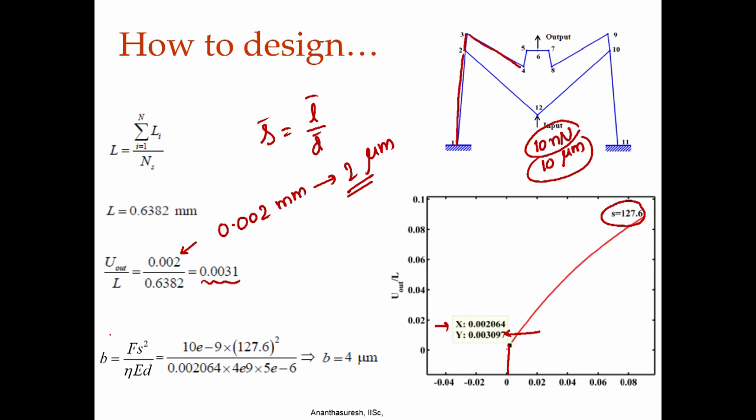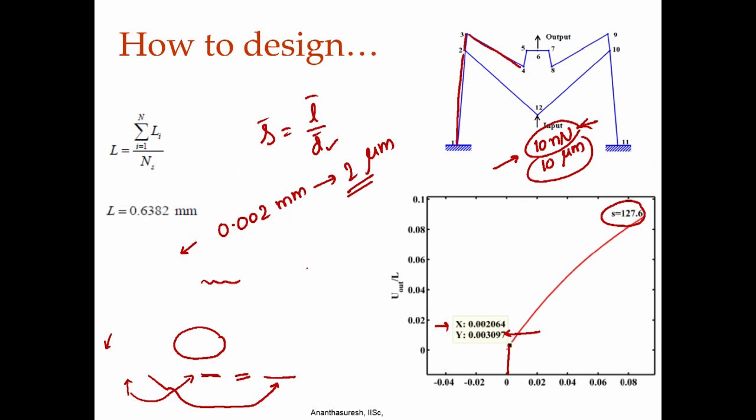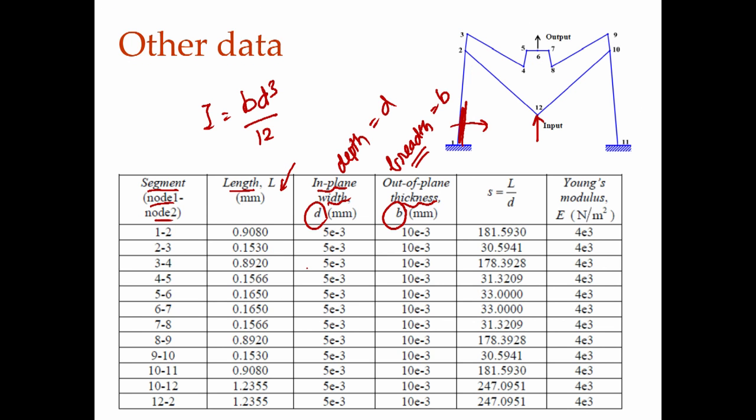But breadth, which is the out of plane thickness here, can be obtained because now we measured eta to be 0.002064, it does not matter so many decimal places, but 0.002. And F is, in this case, 10 nanonewtons. S is 127 because we assumed D bar to be 5 microns, which is here, right. This is D, that is 5 microns. E we have taken 4 gigapascals. In fact, I forgot to mention that in the database for this mechanism, E was 4000 pascals. That is just something that was put in the database, it does not really matter.